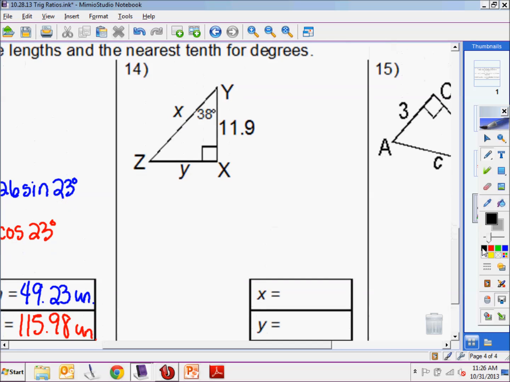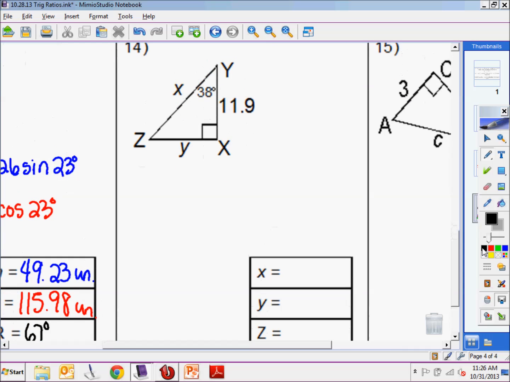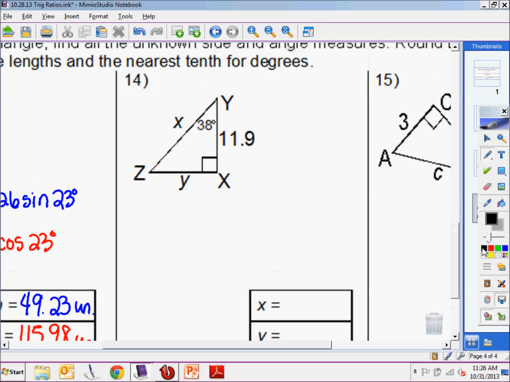All right, 14. What do we need to solve for? I need to solve for the side x. Looking at this angle, what is the relationship between this angle and x? It's the hypotenuse, and the other side is adjacent. So I have my adjacent and my hypotenuse, which is cosine. So cosine of 38 degrees equals 11.9 over x.